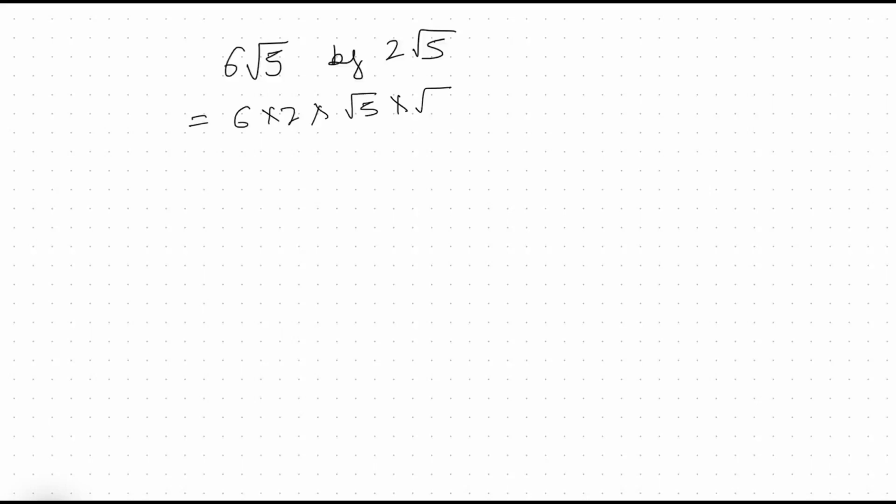Let's look at an example of multiplication operation on real numbers. 6 root 5 by 2 root 5. We'll simply denote this as 6 into 2 into root 5 into root 5. 6 into 2 is 12. Root 5 into root 5 will give you 5, and thereby you have 60, which is a rational number.